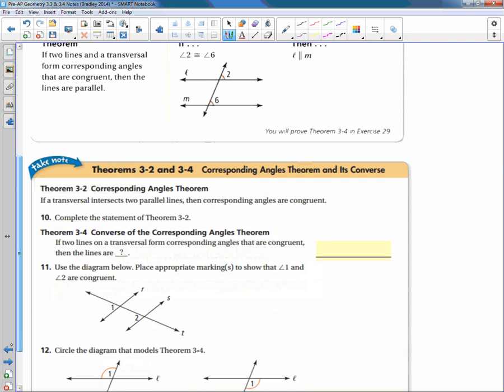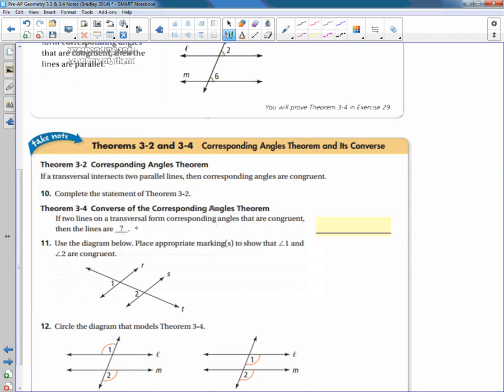That's right. Okay? All right, so then let's answer these questions right here. If two lines on the transversal form corresponding angles that are congruent, then the two lines are parallel. Very good.